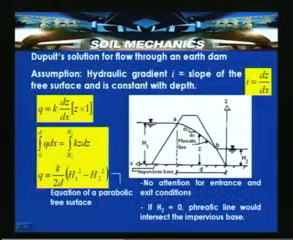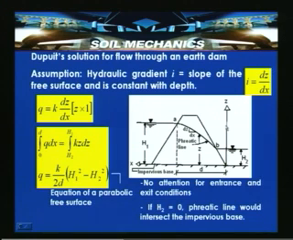So, here is Dupuit's solution for the flow through an earth dam. The assumption involved is shown in this slide, a cross section of an earthen dam. This is the crest, this is the base, this is the upstream face and this is the downstream face. This is the upstream water with a head H1, and the downstream, also called the tail water level, is H2.